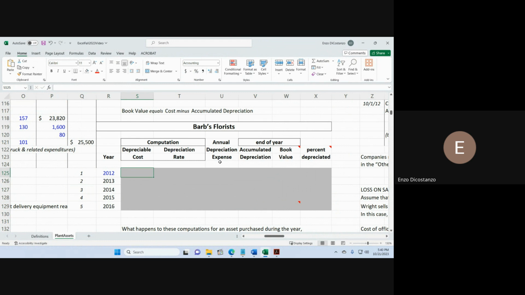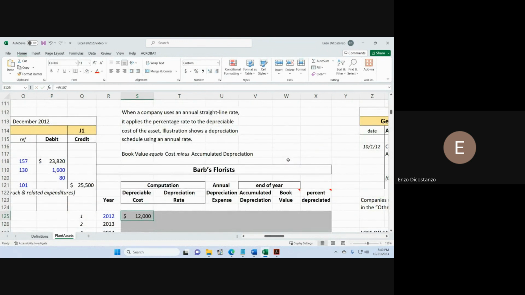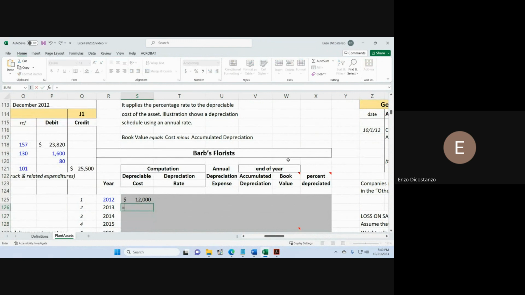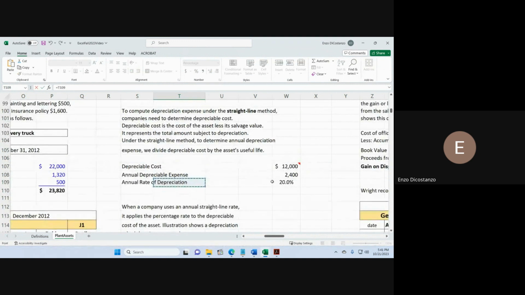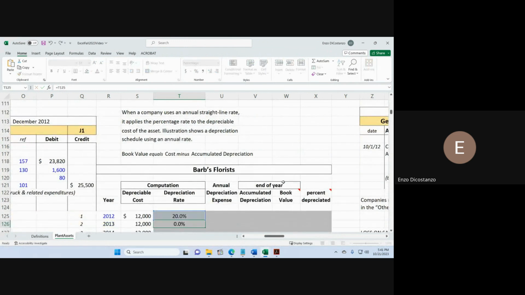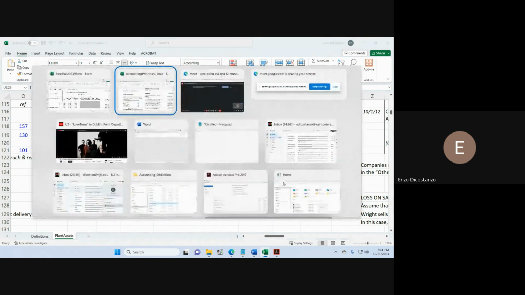All right. So your depreciable cost is at 12,000. Cost is at 12,000, and that doesn't change. You're just going to set everything equal to the cell above it. Okay, the rate is at 20%. But again, this is straight line. It's going to be a very clean version of everything here.